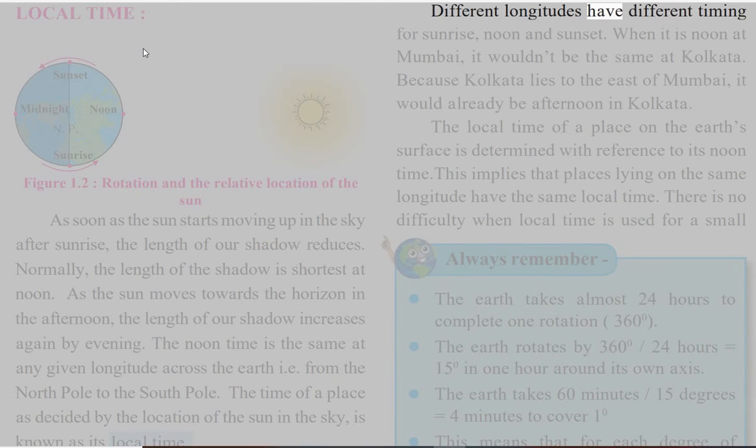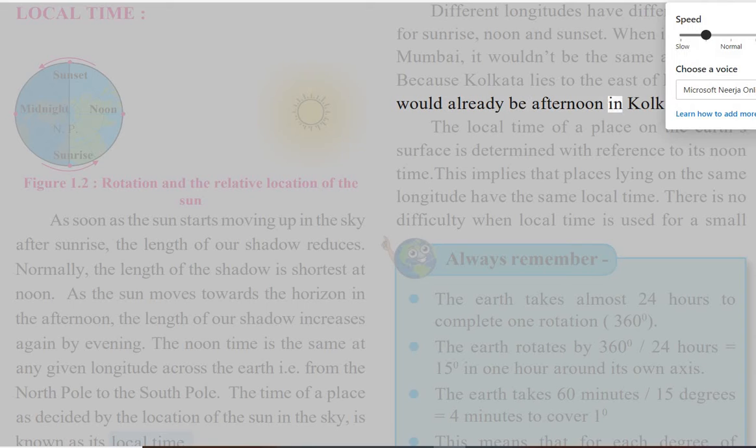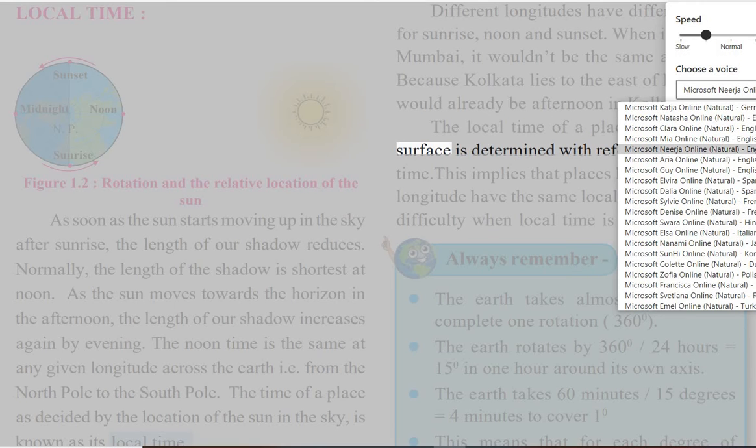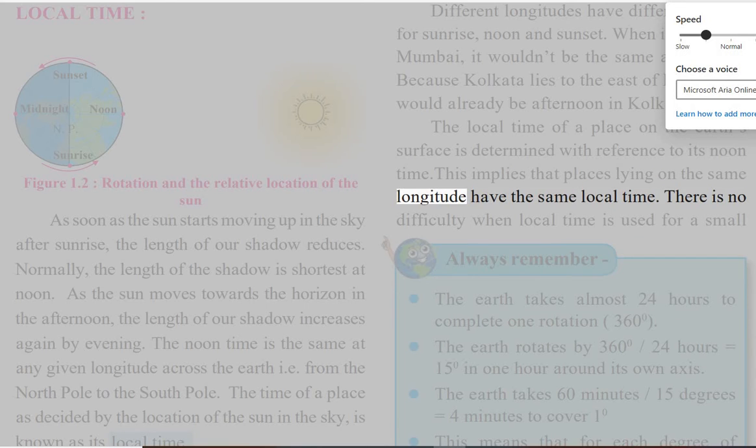Different longitudes have different timing for sunrise, noon and sunset. When it is noon at Mumbai, it wouldn't be the same at Kolkata. Because Kolkata lies to the east of Mumbai, it would already be afternoon in Kolkata. The local time of a place on the Earth's surface is determined with reference to its noon time. This implies that places lying on the same longitude have the same local time.